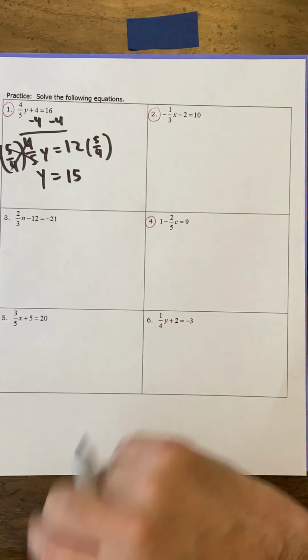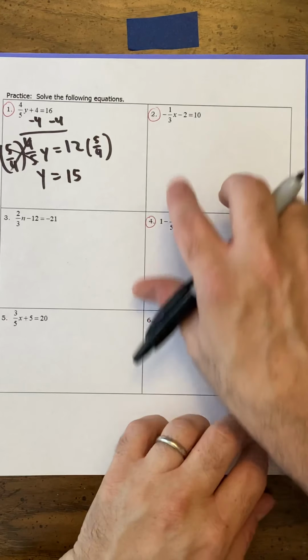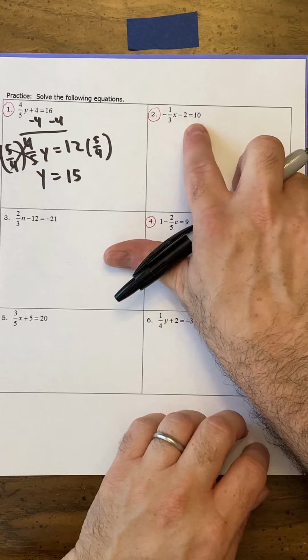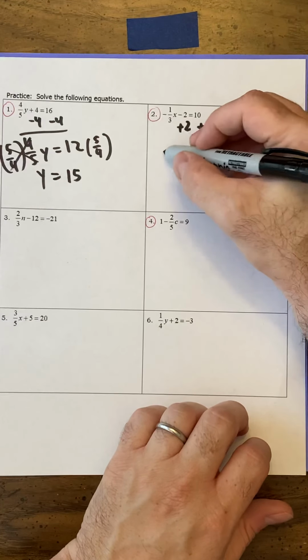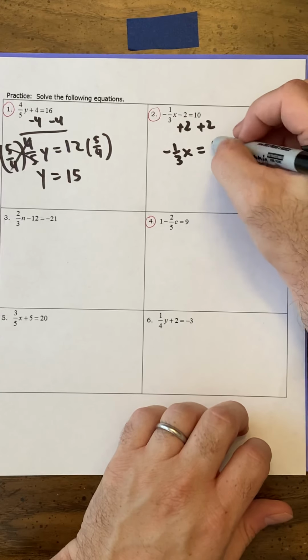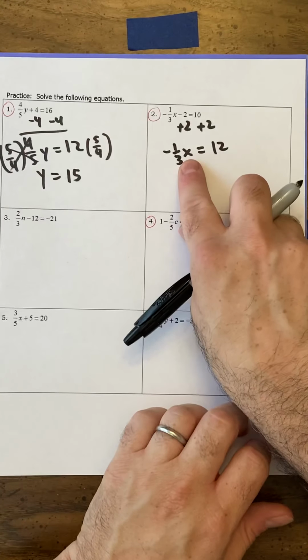I'll skip around a little bit. We'll take a look at a couple more problems of this. So here we have -1/3 x minus 2 equals 10. Add 2 to both sides. You want to isolate the x, the variable.